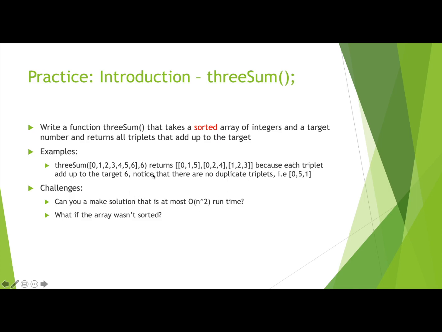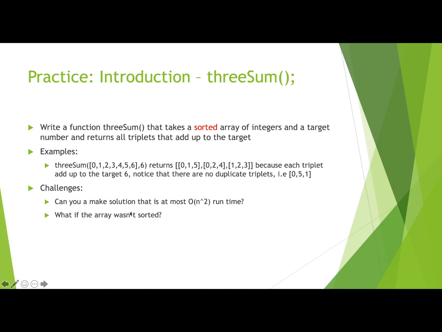And notice that there's only unique triplets here. There's no duplicates, so there's no 0, 5, 1, for example, because that would be a duplicate of 0, 1, 5, technically. Now, here's some extra challenges. The naive solution will give you O of n cubed, but there is a better solution that uses multiple pointers, and that will make the solution O of n squared.